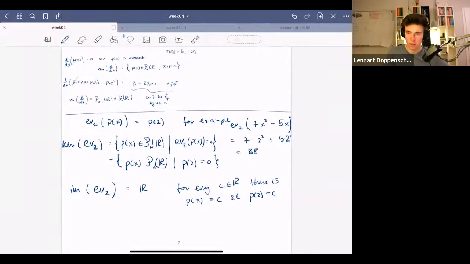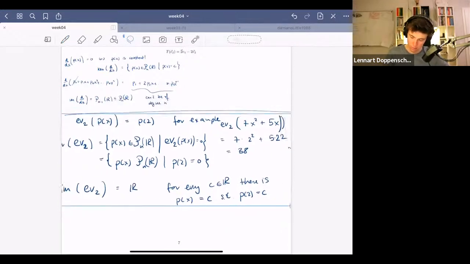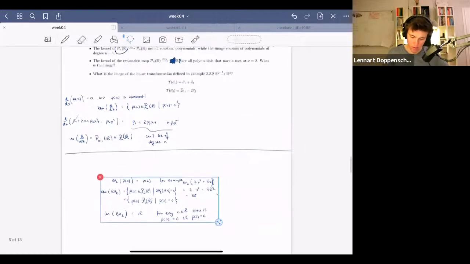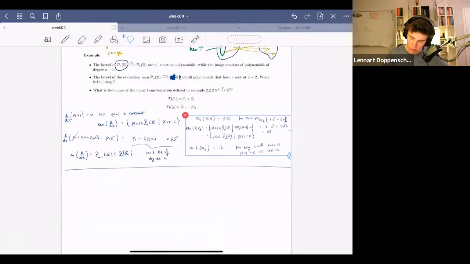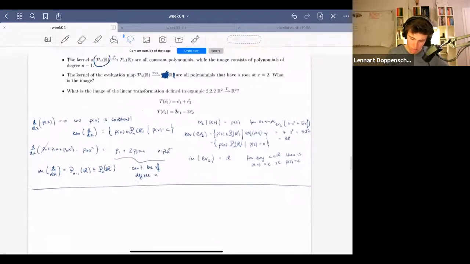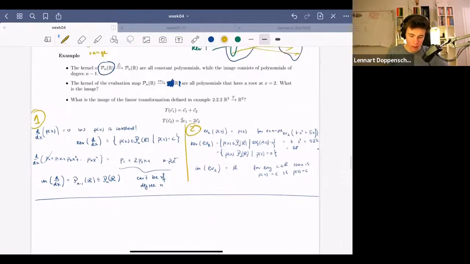Okay, any questions before I shrink my... I want to make this fit next to this. Okay, so this was 1, this was 2.